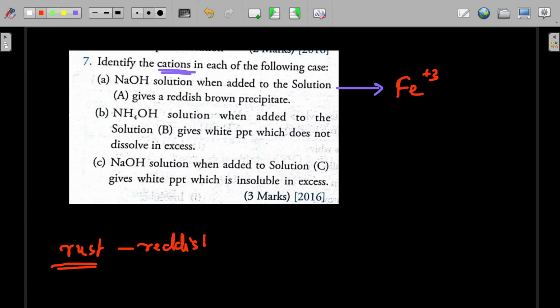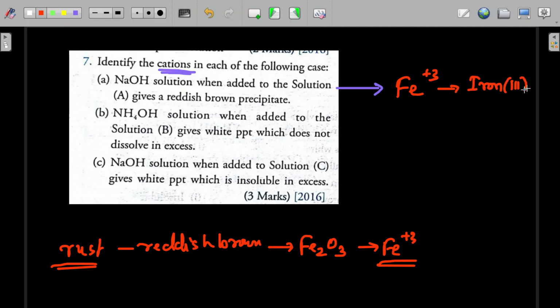So what is the composition of rust? It is ferric oxide, Fe2O3. So ferric oxide means it has Fe plus 3 in it. This is how you can remember: Fe plus 3 is like rust, so reddish brown, and Fe plus 2 will be dirty green. Here you have to write iron 3 ion, or even if you write ferric ion, that is also correct, but also write the symbol.